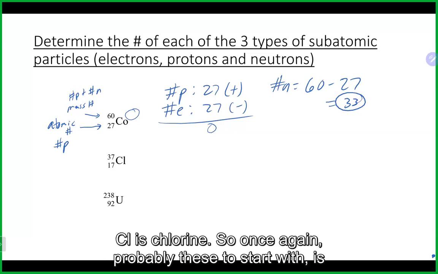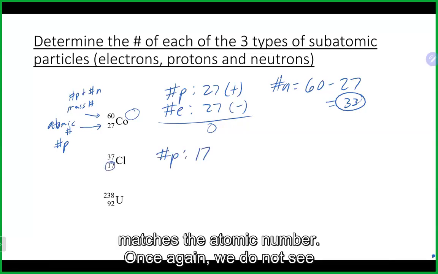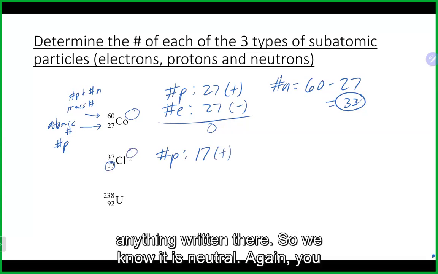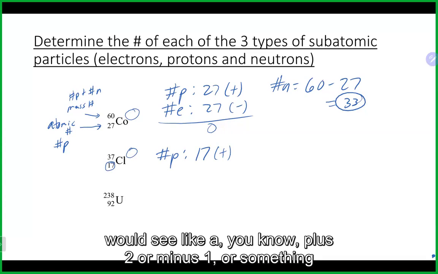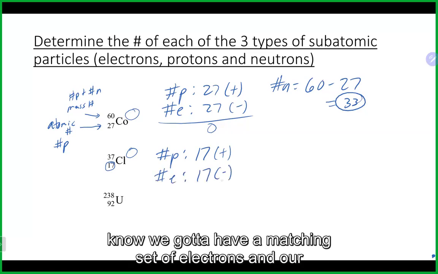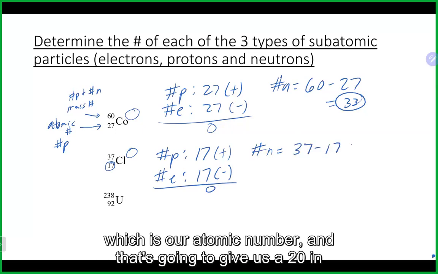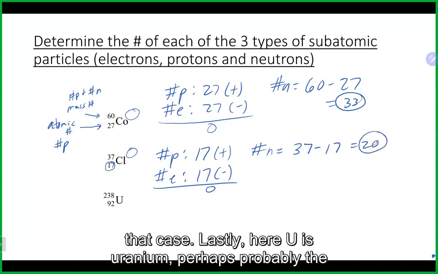Looking at the next one, Cl is chlorine. So once again, probably the easiest to start with is our protons, which has how many? Does have 17, which matches the atomic number. Once again, we do not see anything written there, so we know it is neutral. Again, you would see like a +2 or -1 or something like that written there. So we then automatically know we have to have a matching set of electrons. And our neutrons in this case, once again, going to take our top number, which is our mass number, minus the bottom number, which is our atomic number. And that's going to give us a 20 in that case.